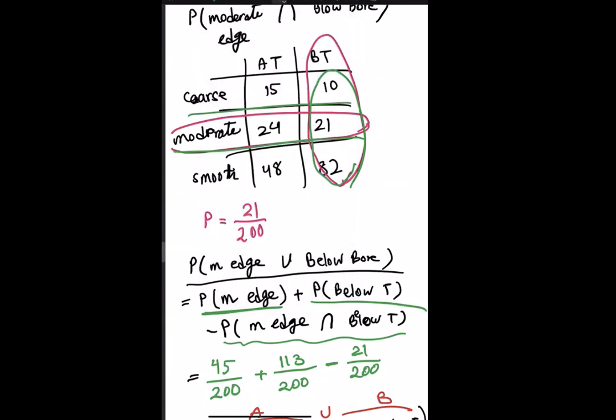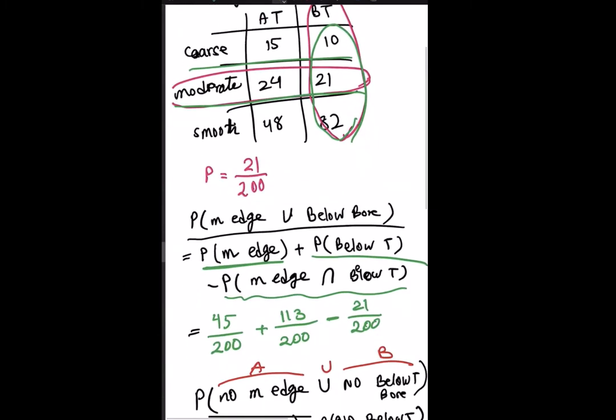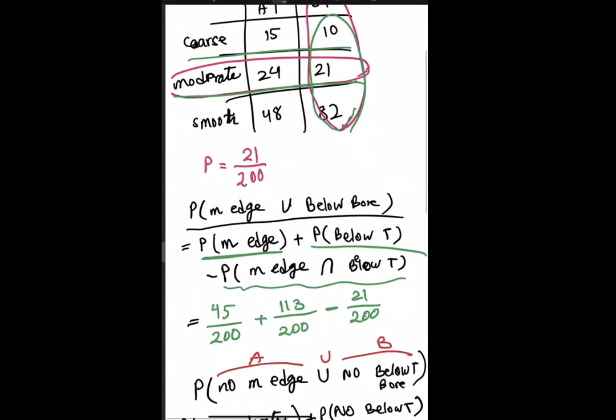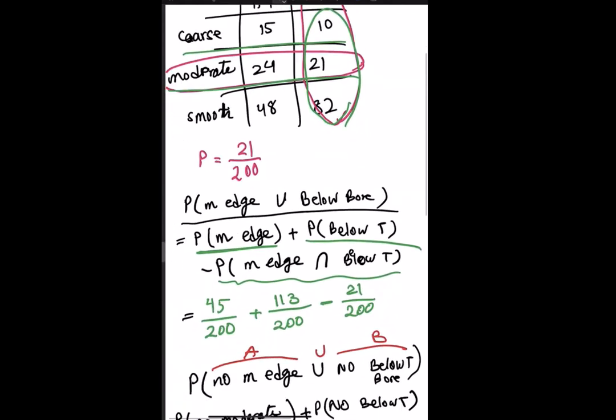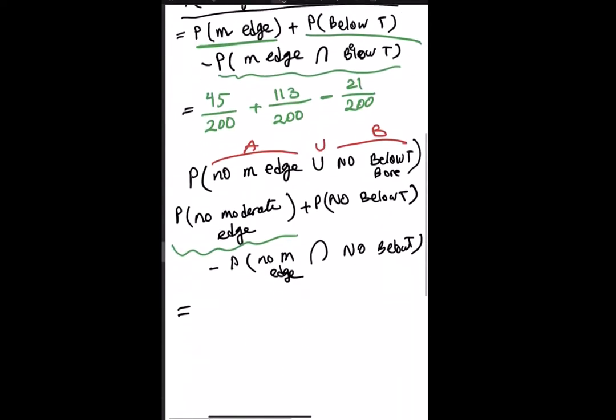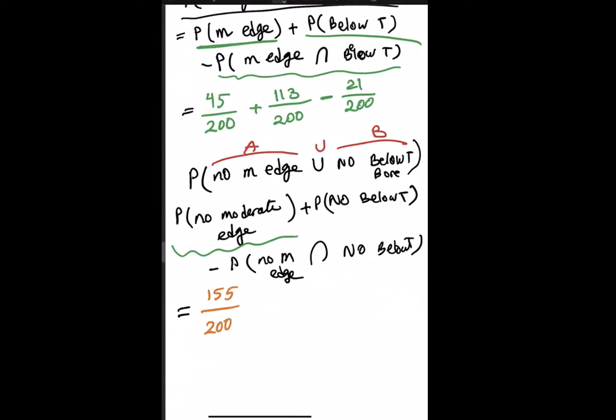So it's first and third row. No moderate age. How many parts is that? 155. So we are adding basically 15, 10, 48, 84, 82. And you said 154? 155. 155 out of 200. Okay.